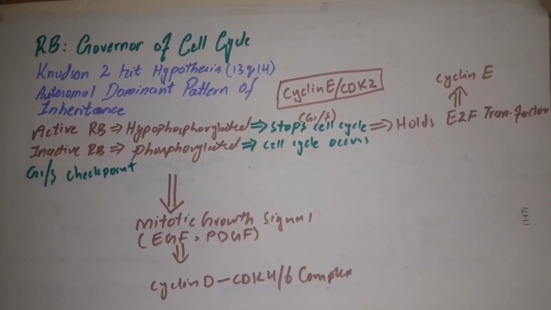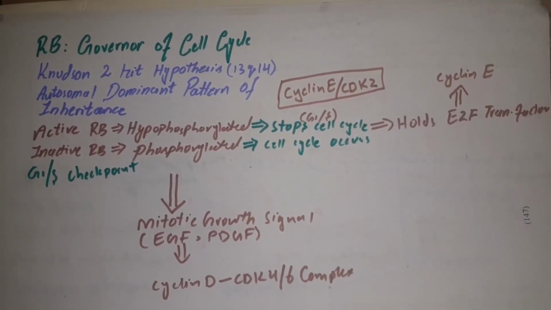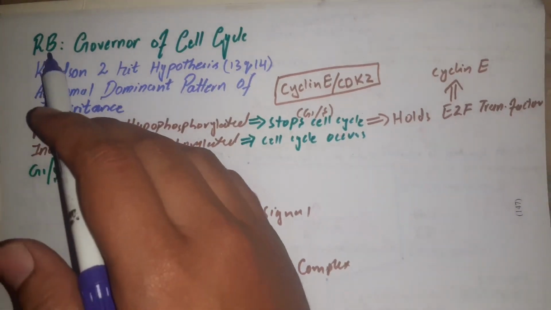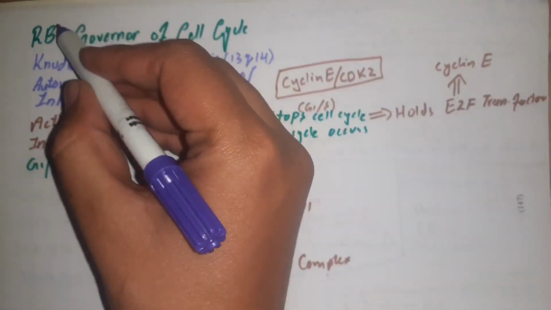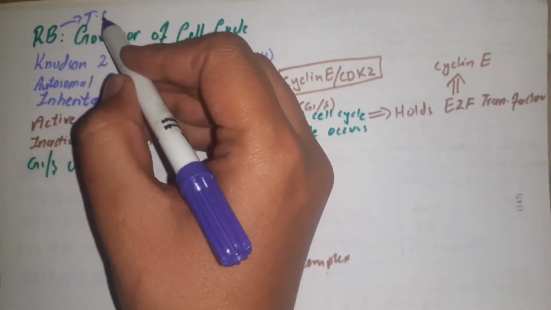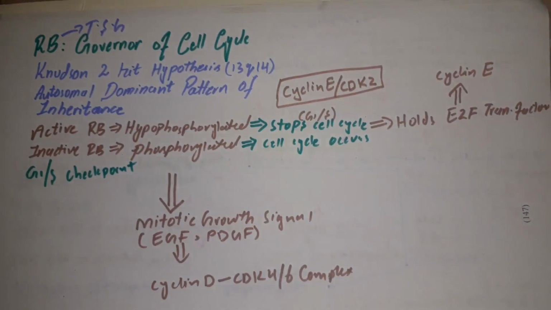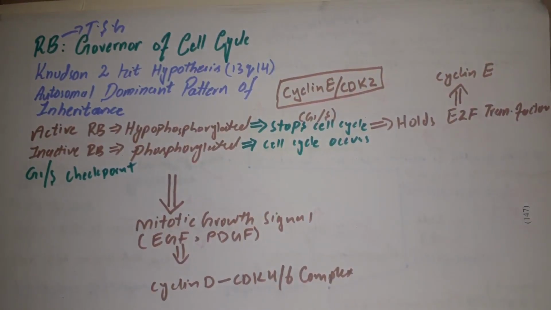So in this video, we are going to discuss the retinoblastoma gene, or the governor of the cell cycle. Previously in the hallmarks of cancer, we discussed that cancer cells or tumors become insensitive to growth inhibitory signals. So retinoblastoma is basically a tumor suppressor gene. It provides growth inhibitory signals to the cells. However, the cancer cell becomes insensitive to retinoblastoma.